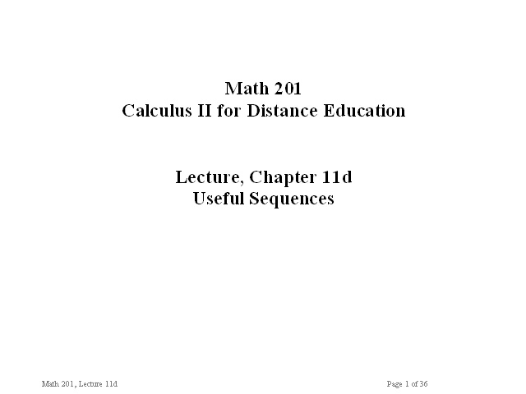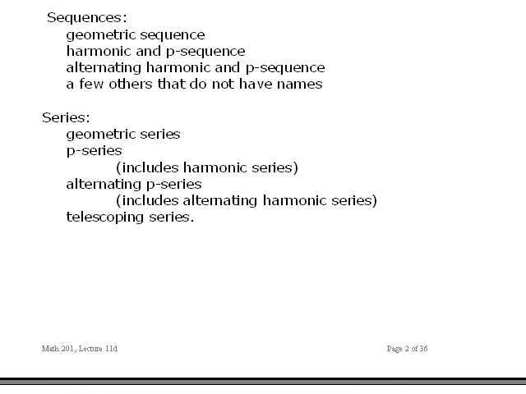If you get an understanding of these and how they converge, I think that will be a better background than just working through examples. So that's what I've done in this lecture. The sequences we're going to look at are the geometric sequence and see how it converges, then the harmonic and the P sequence, the alternating harmonic and P sequence, and then there's a few others that don't have names. When it comes to the series, we look at the corresponding geometric series and P series, the alternating P series, and then the telescoping series, which is always a good example.